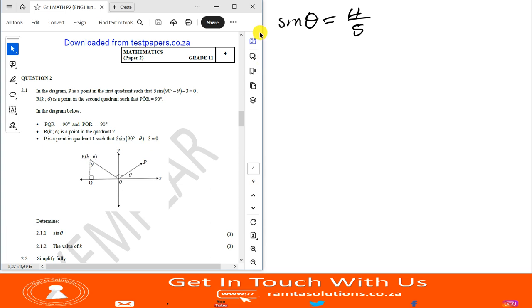Alright, perfect. Now, 2.1, I don't like the fact that it has 3 marks. 2.1.2 says, determine the value of k. Guys, be careful. Be very, very careful. I want you guys to pay attention.